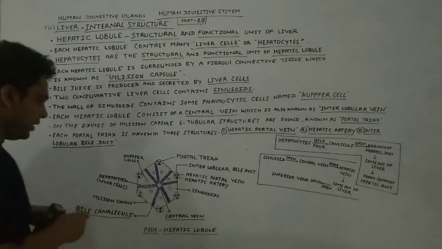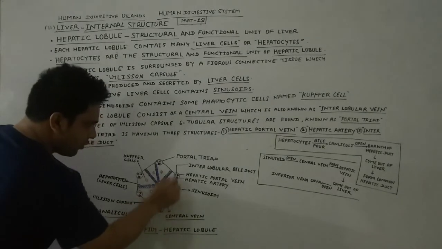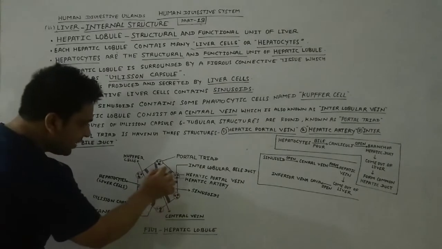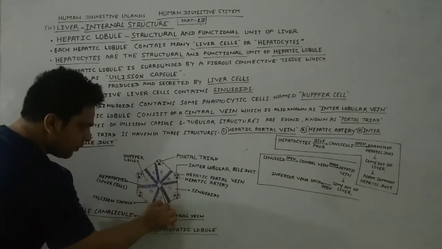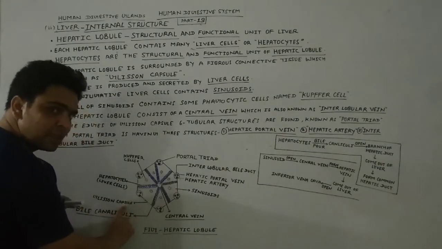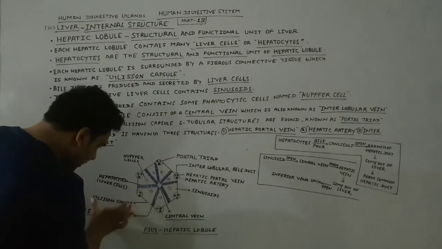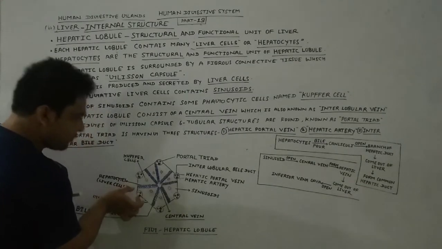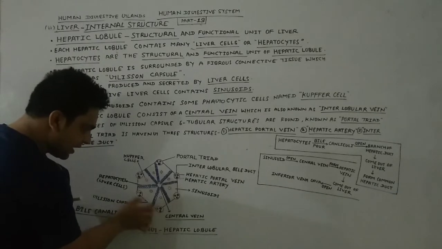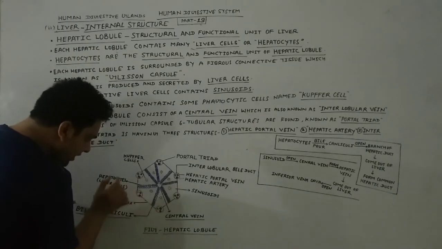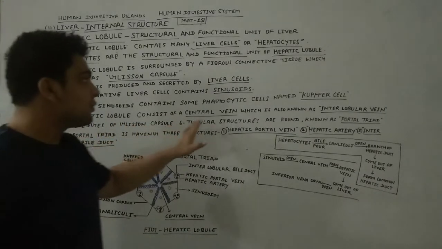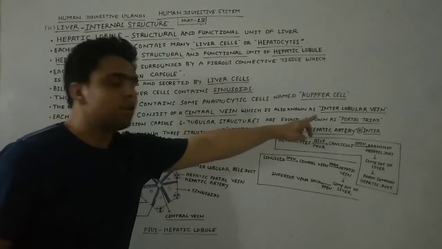You can see these are the edges of this hepatic lobule, and the edges of hepatic lobules are known as Glisson's capsule, which is made of fibrous connective tissue. This is one edge, this is another edge. On the edges of these Glisson's capsules, what is found? They contain six tubular structures, known as the portal triad.